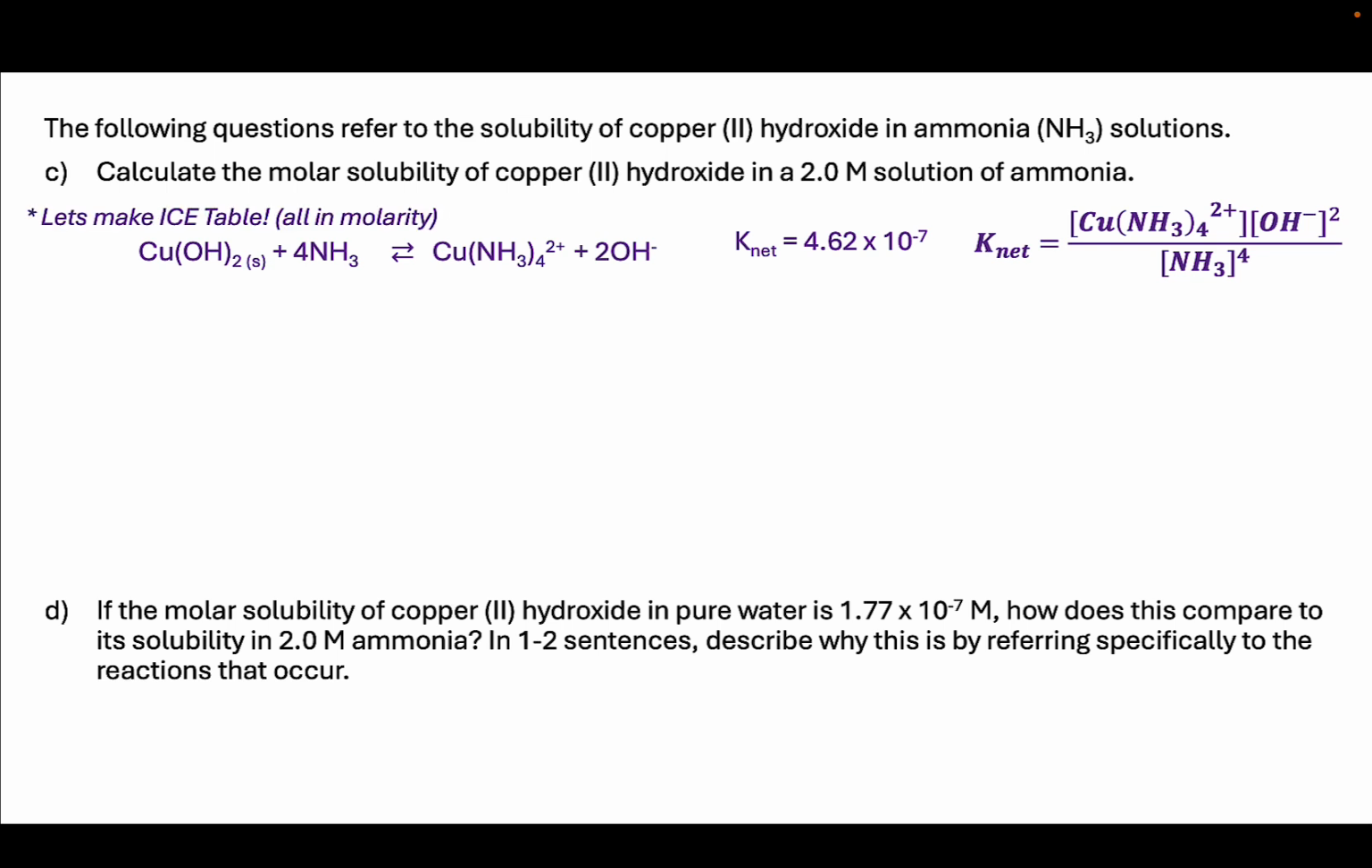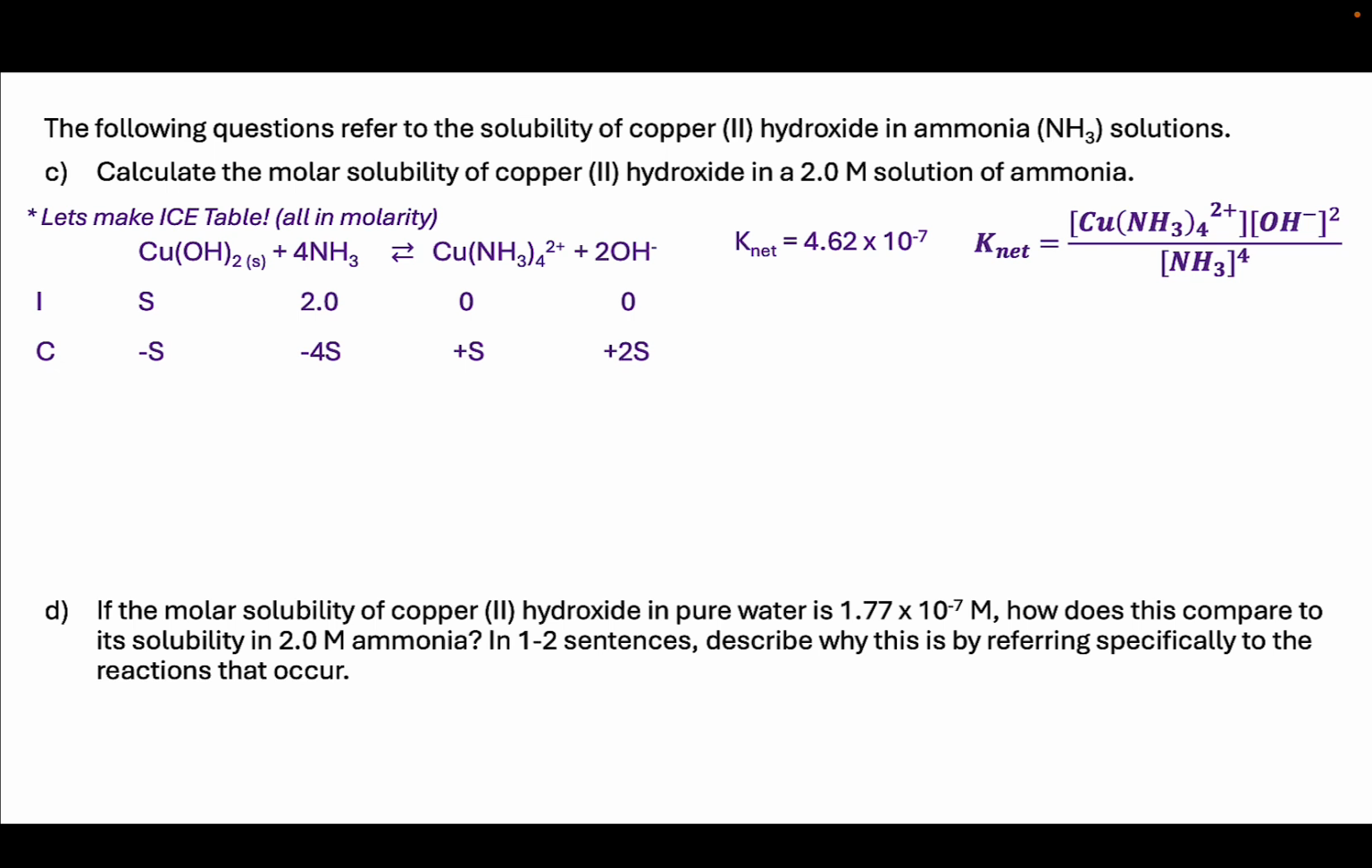Now, for our ICE table, remember this is all in molarity, but I'm going to omit that capital M in the table just for clarity. Initially, let's say, start with the solubility of copper(II) hydroxide. We'll call that S. The ammonia is 2 molar, and we have none of the other two products to begin with. The change, by definition of the setup here, is that we'll say, well, S dissociates. That's the definition of the molar solubility.